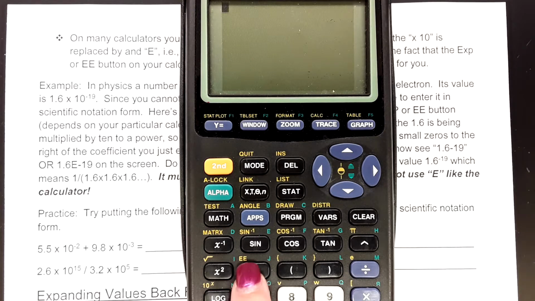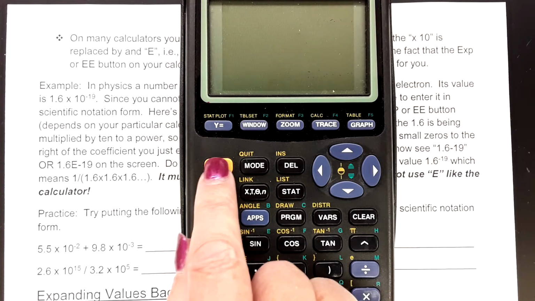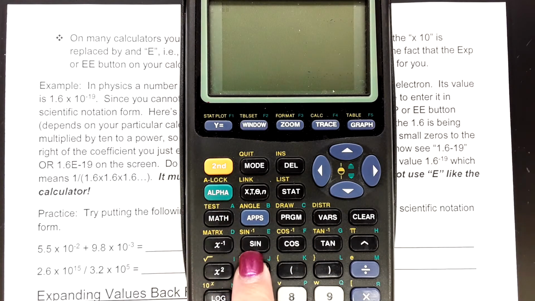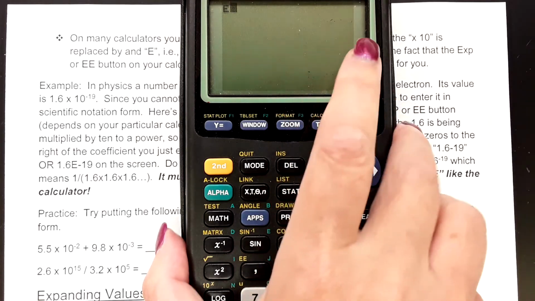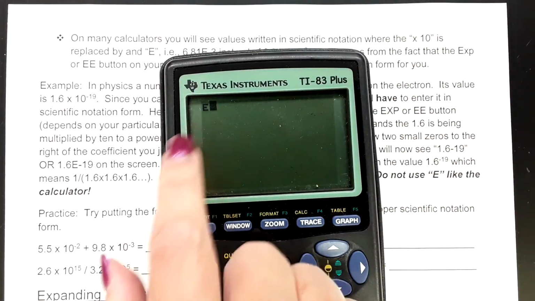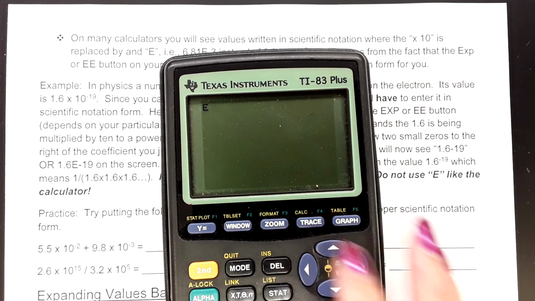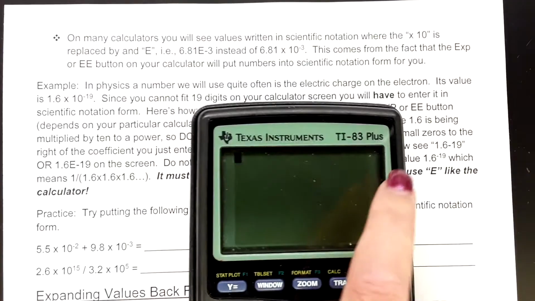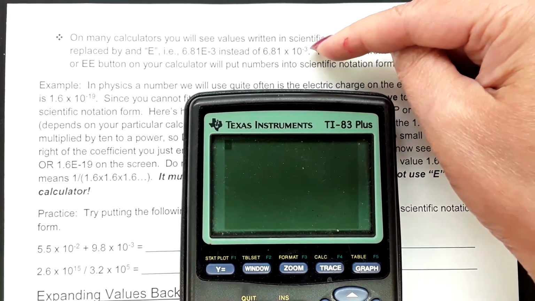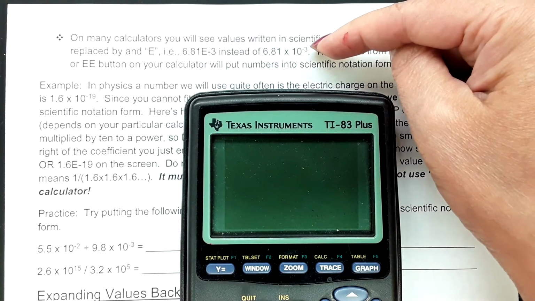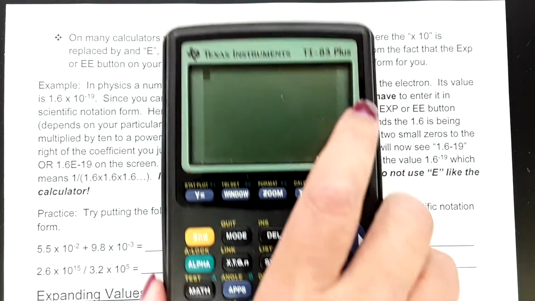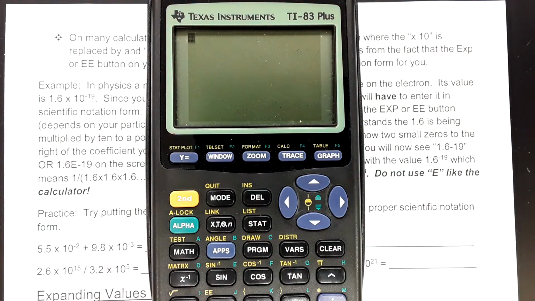So if I was going to use scientific notation, as I was putting the number in, I would have to hit the second function and the E in order to use it. In fact, when you do that, an E comes up. But you don't do that until you're ready to put in the power of 10. So let me show you what that would look like. Look at this number right here, 6.81 times 10 to the negative 3. I'm going to put that in here, so just watch what happens when I do that.